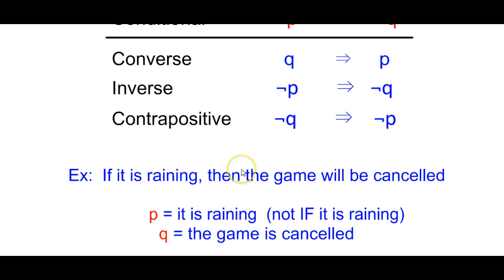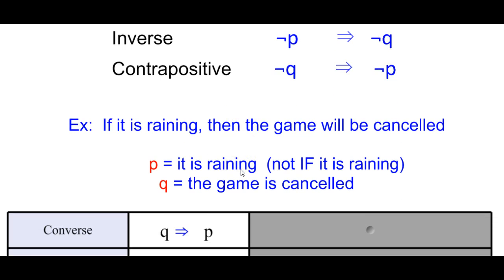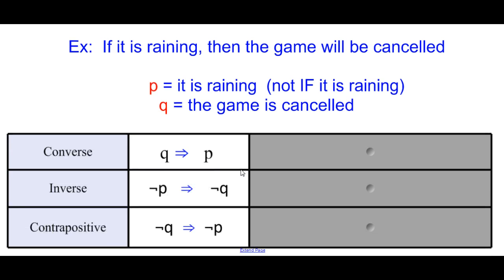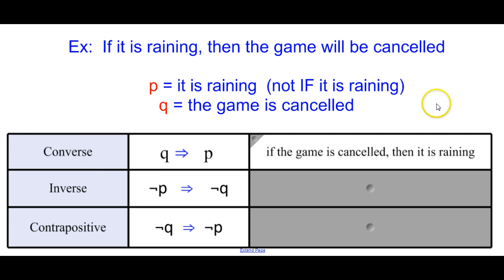All right. So let's look at this example. If it is raining, then the game will be canceled, right? Again, P is not "if it is raining," it's just "it is raining," right? Q, the game is canceled. All right, so let's look at the converse. The converse, we just flip the P and the Q around, and we have if the game is canceled, then it is raining.